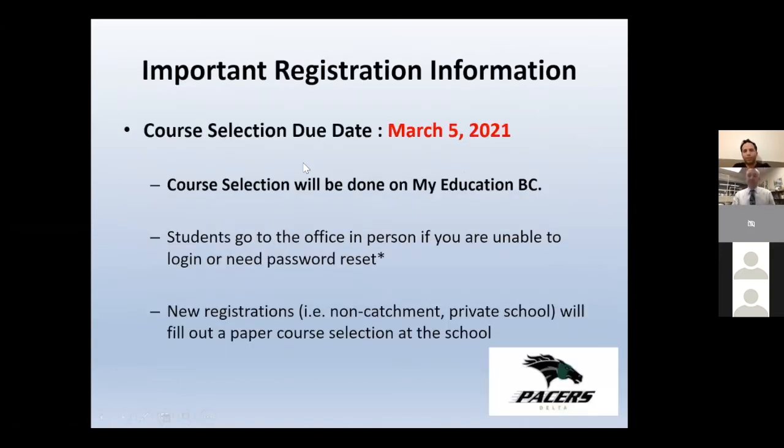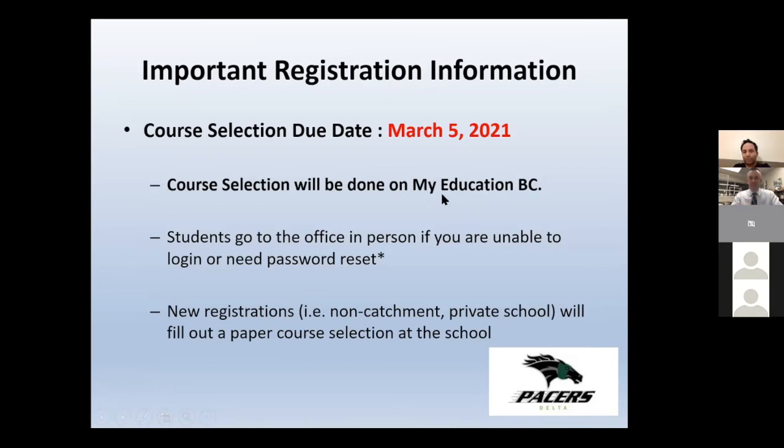So course selection will be opening up through MyEd BC. The course selection due date will be March 5th, 2021. If students don't have their username or password, they will need to go to the office in person and ask for that. Any new registrations, non-catchment and private school students will need to fill out a paper course selection. I did have a phone call today from a parent who is still trying to access this information through Parent Connect. We are no longer using Parent Connect for registering for courses.